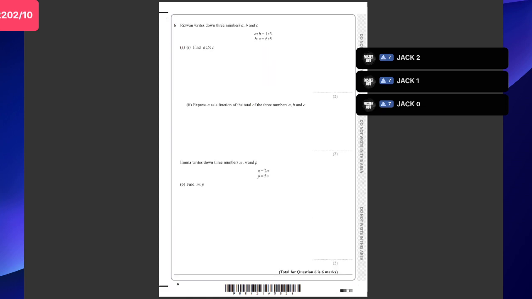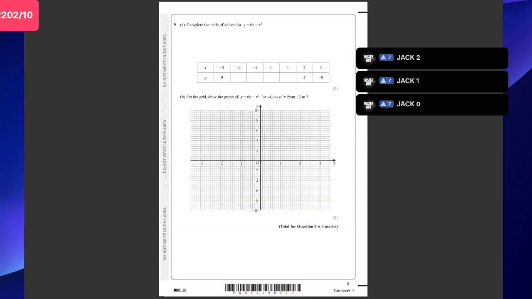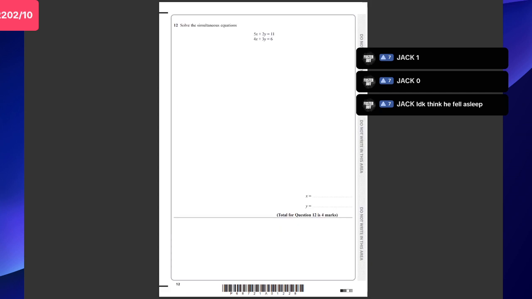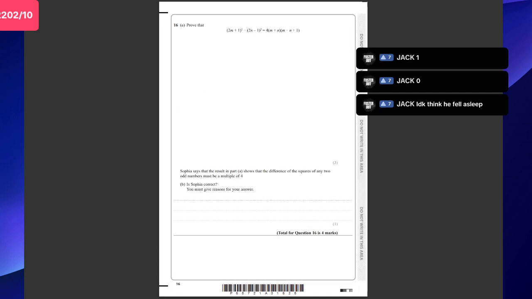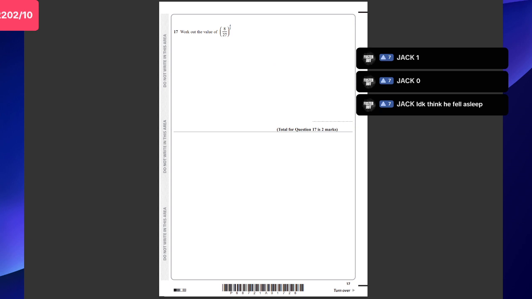Right, let's move on to some of the harder questions. A lot of you are aiming for that higher grade, so let's look at some harder questions in the exam. Let's try this question here. This is quite a nasty question.